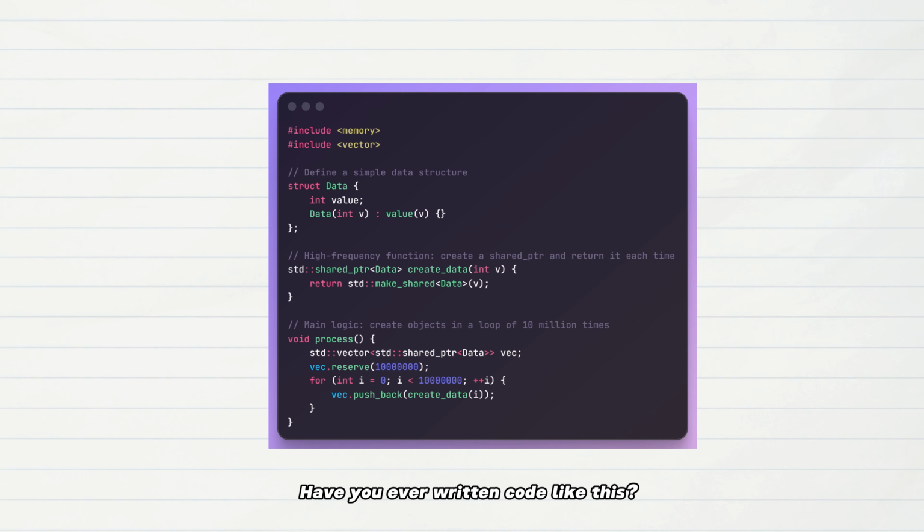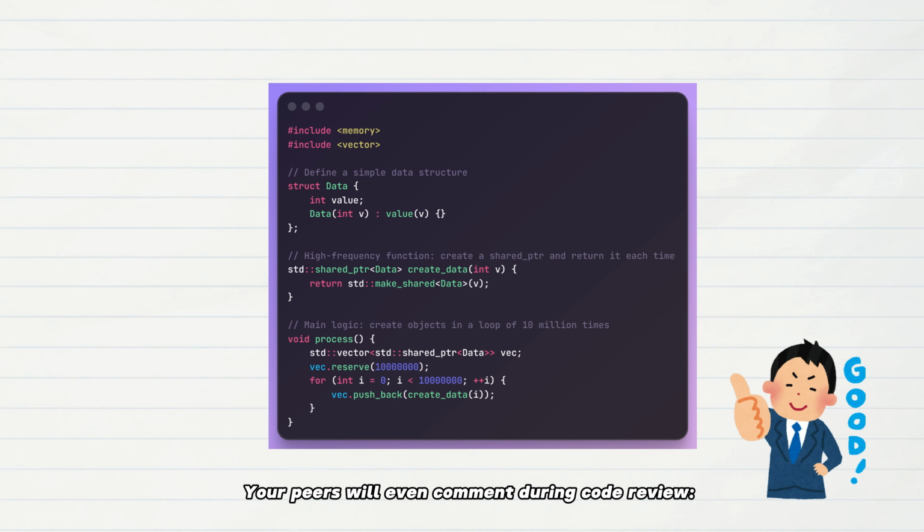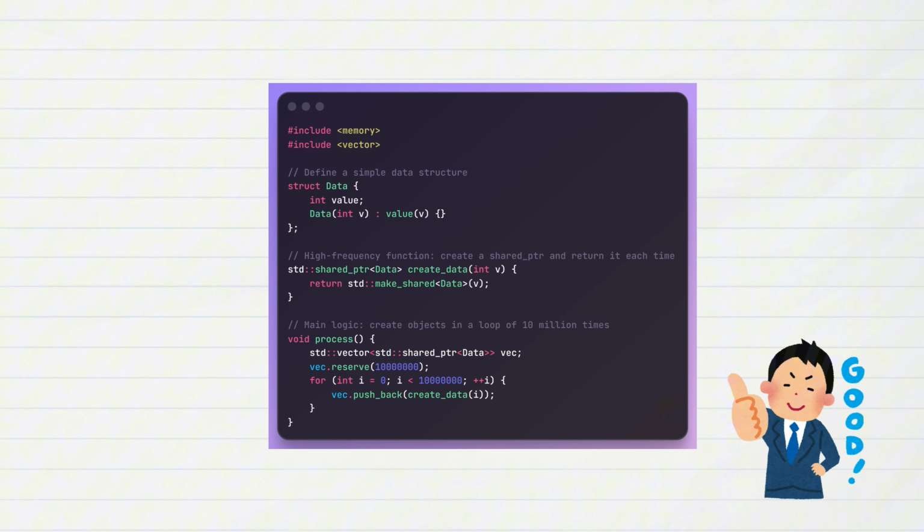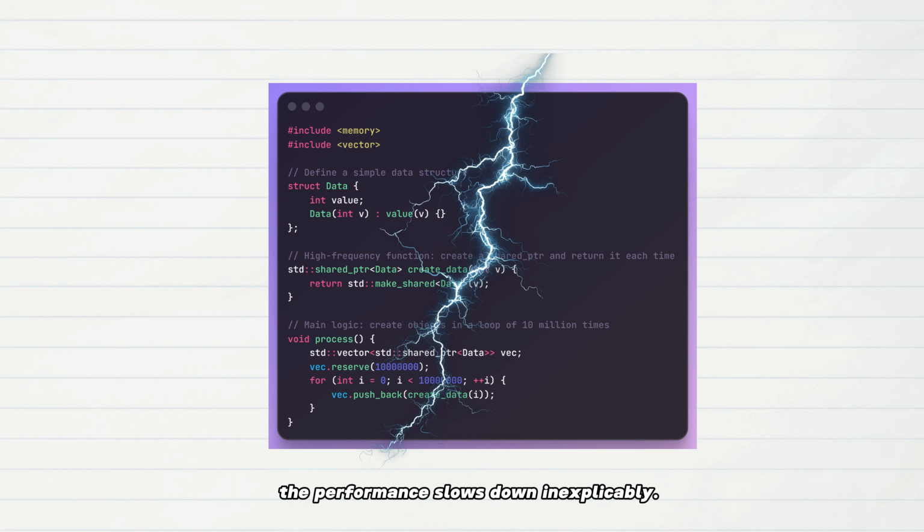Have you ever written code like this? It looks clean, modern, and totally correct. Your peers will even comment during code review, "Nice. This is very idiomatic C++." But once it goes live, the performance slows down inexplicably.